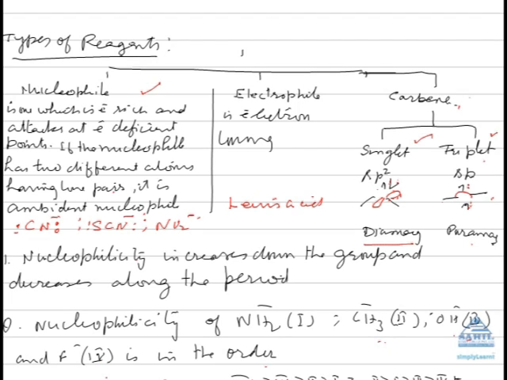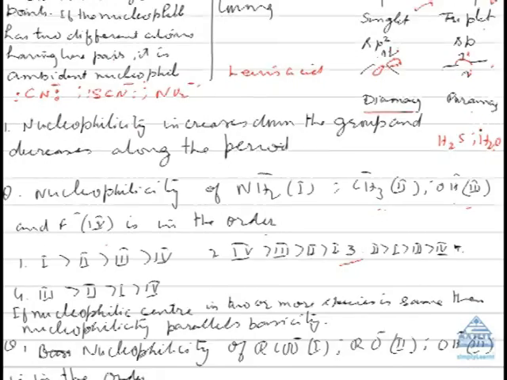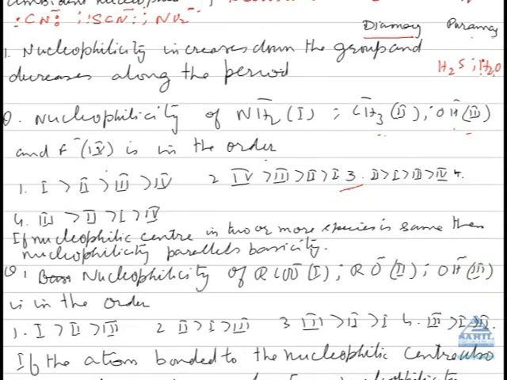In the same way he can ask you, out of H2S and H2O, which is a better nucleophile? As you move down the group, nucleophilicity increases. So H2S is better than H2O. He may ask you, out of ammonia and phosphine, which is a better nucleophile? Phosphine is a better nucleophile as compared to ammonia, because as you move down the group, nucleophilicity increases.